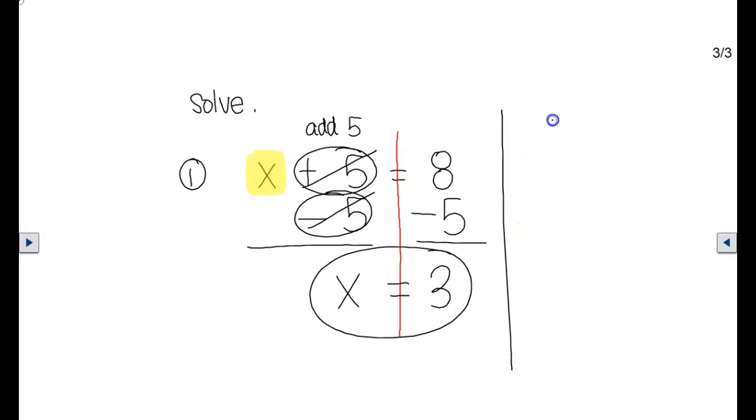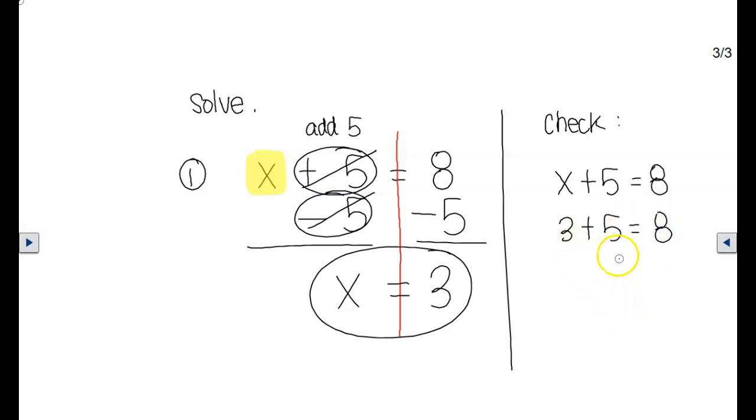So can I check that? Well, sure I can. So to check that, here's what we're going to do. We have our equation x plus 5 is equal to 8. And we now believe that that x is the number 3. So I'm going to substitute a 3 right here where that x is. So that'll give me 3 plus 5 equals 8.